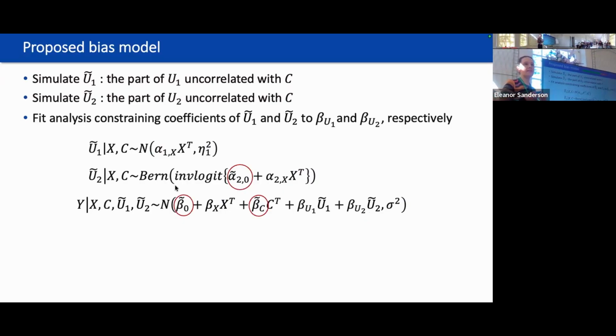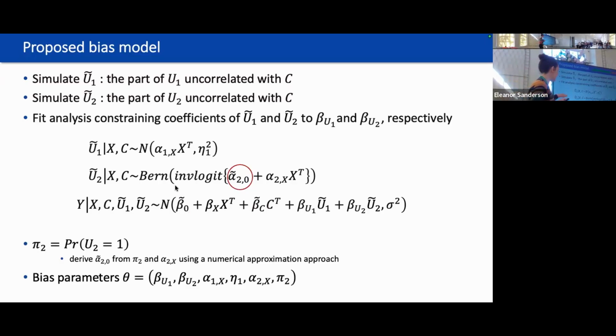Not all of the parameters are the same when we use the proxies instead of the original unmeasured confounders. When we simulate U2, we've got a different intercept term. For the analysis of interest, the intercept term differs, and so do the coefficients of the measured confounders. But this is done under the assumption that the user is not interested in the intercept or the coefficients of the measured confounders.